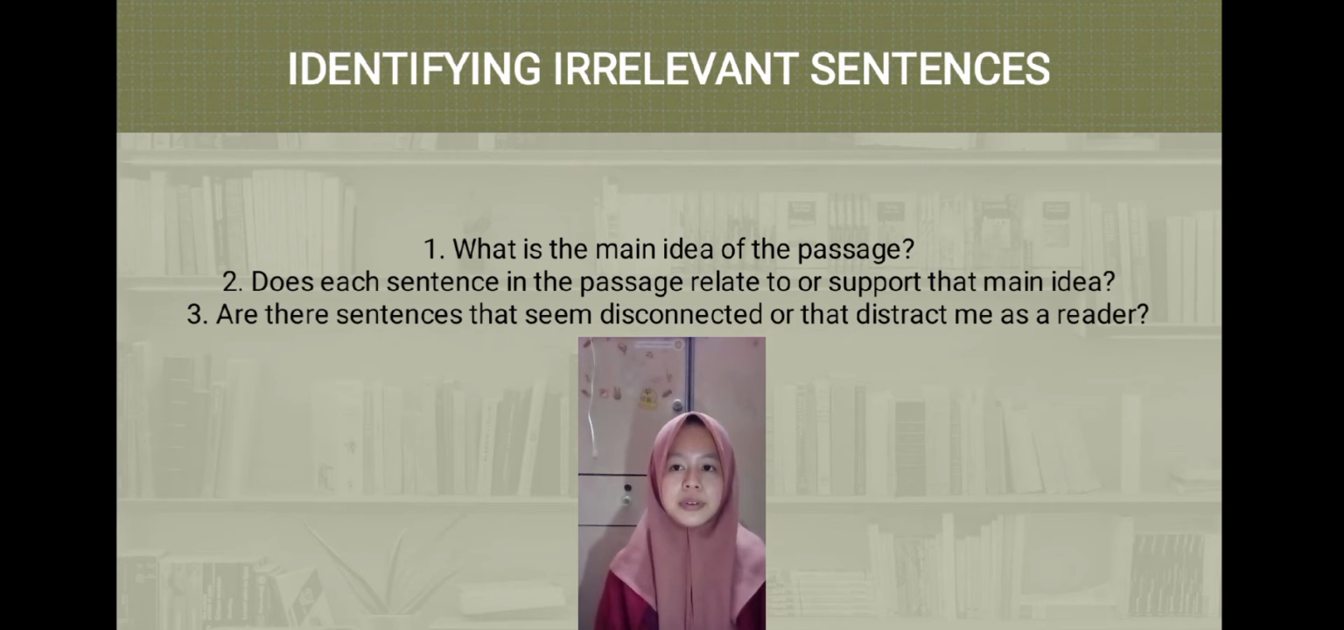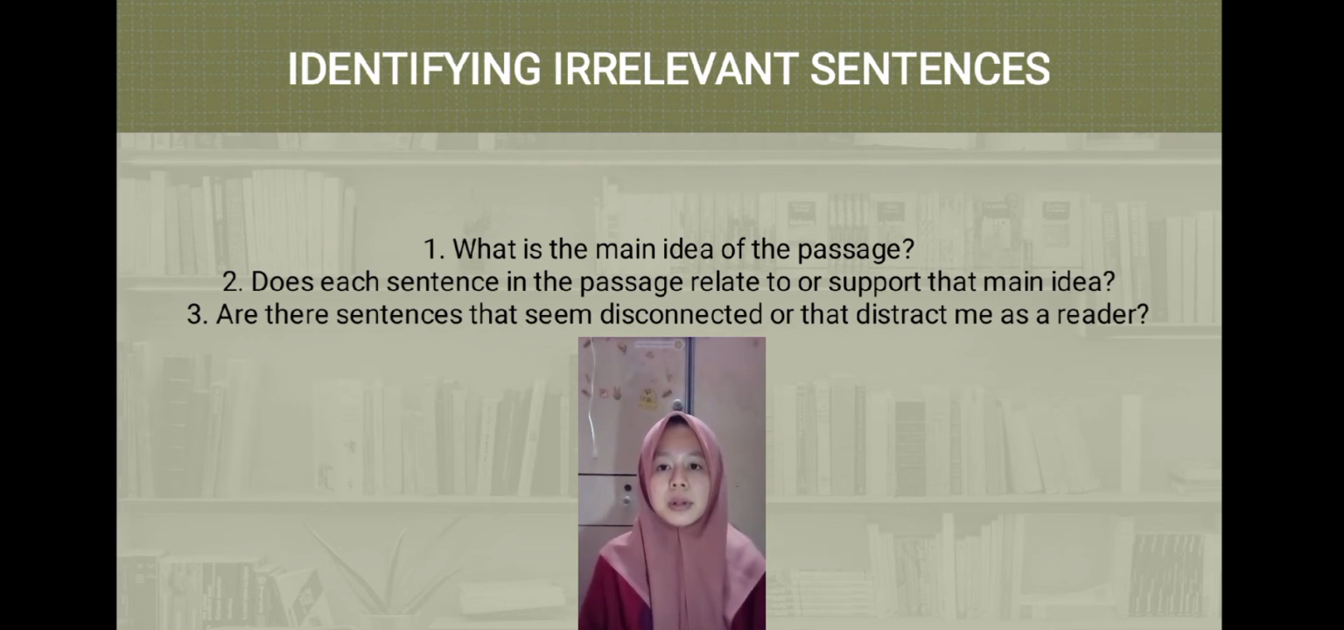Okay, next, identify irrelevant sentences. As we mentioned, irrelevant sentences distract readers from the main point of the passage. This is because they do not relate to or support the main idea. Therefore, it is necessary to avoid using irrelevant sentences in writing and to be able to spot them as a reader. The simplest way to identify irrelevant sentences in a passage is to ask yourself the following three questions.